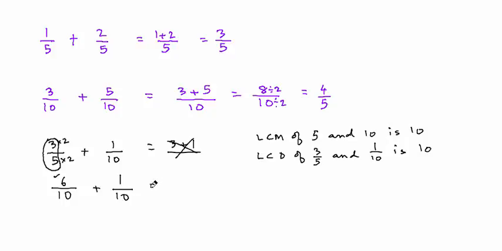6/10 plus 1/10 is equal to, now they're on the same denominator, so we could do a 6 plus 1 on the top and keep the same denominator. Therefore, this is 7/10. 3/5 plus 1/10 is 7/10. Let's try and add 2/3 with 3/4.